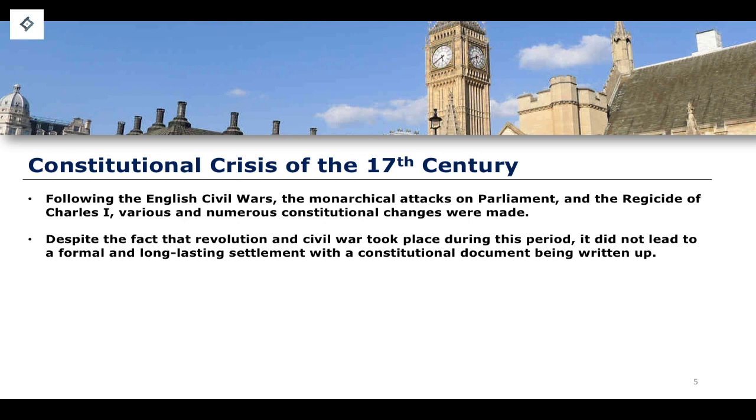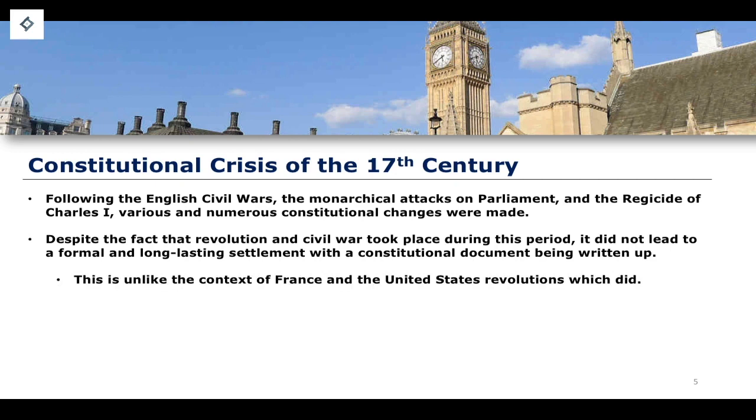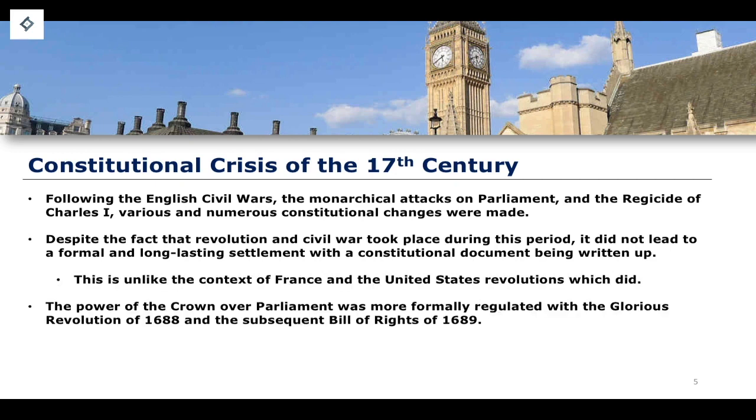But this same kind of constitution being drawn up didn't happen in the 17th century. It didn't happen in England. So one of the reasons why this was the case was because in terms of the American Revolution or the French Revolution, the English Revolution and the English Civil Wars didn't technically work in terms of what their goals were ultimately to achieve, which was to overthrow monarchy and to establish a republic. They established a republic for a very brief period, but then the monarchy would ultimately be restored.